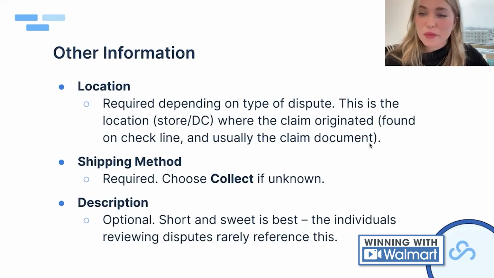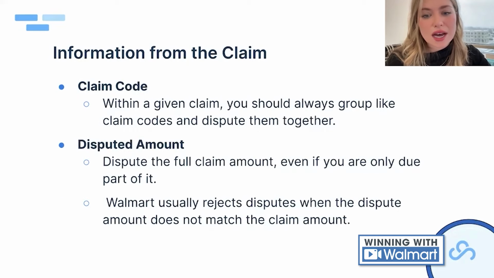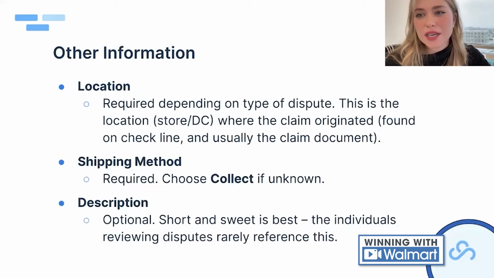Okay. We're almost done here, you guys. I know it's a lot of information, but stick with me. Location, this again is going to be versus the store or DC where the claim originated from. Again, this is going to be one of those things, just like what we talked about over here with the dispute type, which you usually can kind of figure out yourself. Okay, did this originate in a store? Did this originate in a DC? It's usually found on the check line and usually in the claim document.